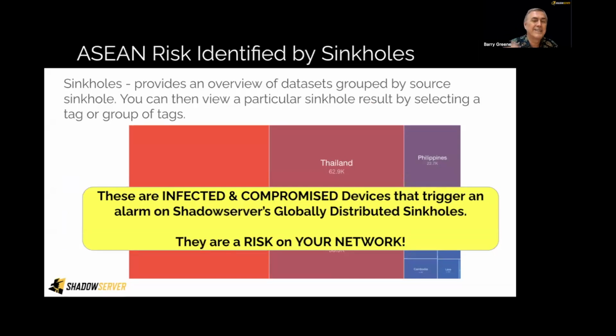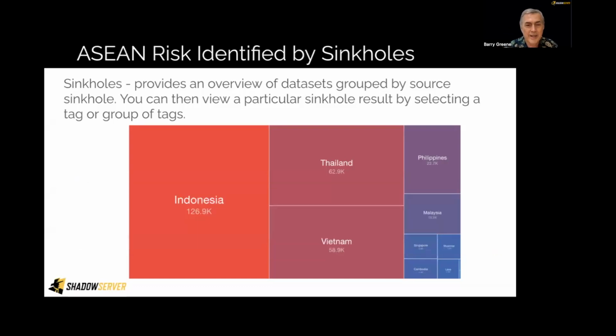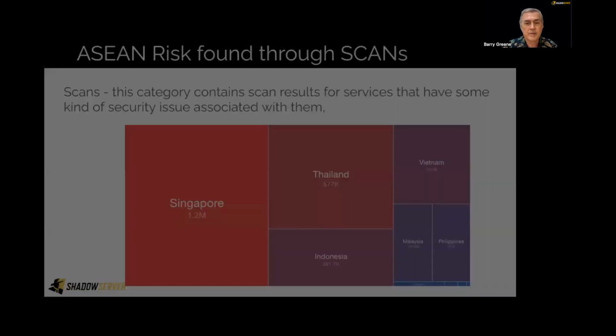So these are devices inside. You go in here and say, okay, Indonesia: 126,000 devices in Indonesia who are infected and going out there, and who knows what's going on. They can be inside government institutions and data centers and things like that. This is kind of like the bad guys are in the network. This is what's in there.